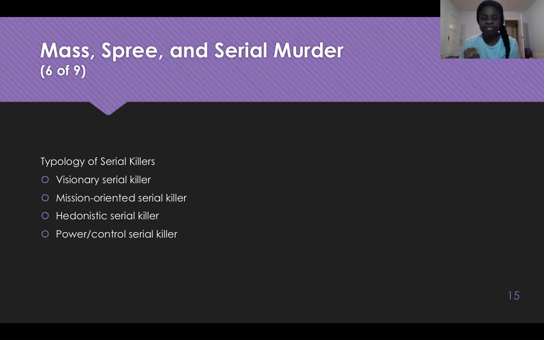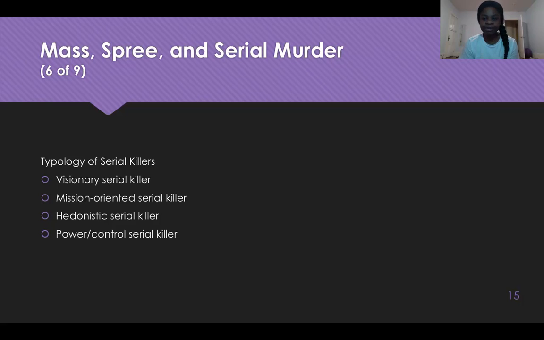The visionary serial killer is typically out of touch with reality, maybe psychotic, and feels impelled to commit murder by visions or voices in the head. The mission-oriented serial killer feels that it is his or her mission in life to kill certain kinds of people. One example that comes to mind is the mission-oriented serial killer that feels compelled to kill prostitutes.